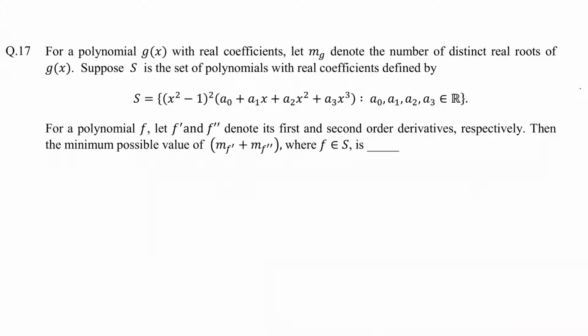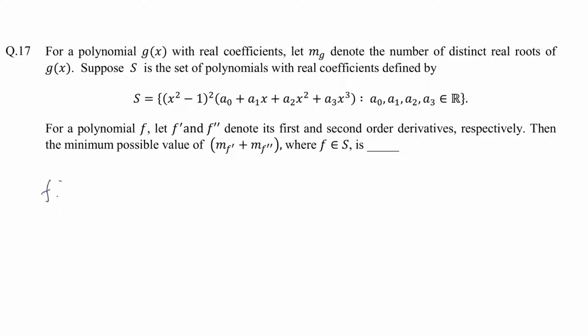Okay, so the question says m_g denotes the number of distinct real roots of g(x), and we need to find the minimum possible value of m_f' plus m_f'', right? Where f(x) is going to be a polynomial of the given form, where a0, a1, a2, a3 are going to be some real numbers.